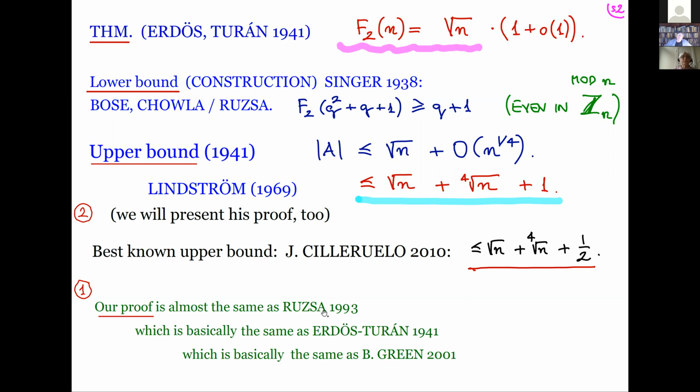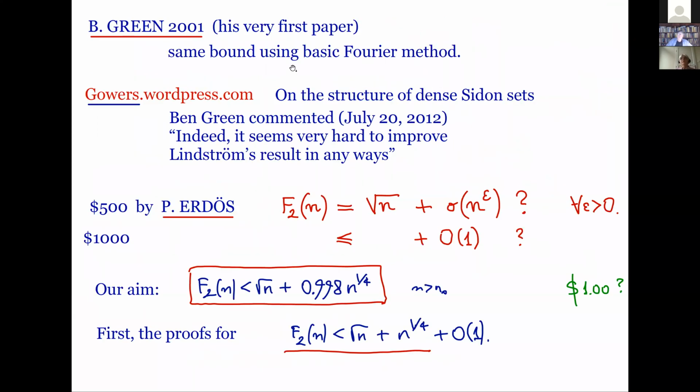Actually, our proof will be basically the same as what Ruzsa did, who claims that it's the same as what Erdős and Turan did. And also Benny Green has a paper where he used the basic Fourier method, and he also mentions that actually his proof is basically the same as Erdős Turan. And it's a long-standing unsolved problem. What is the true order of magnitude of the error term in the upper bound?